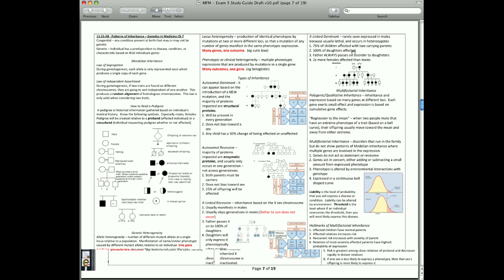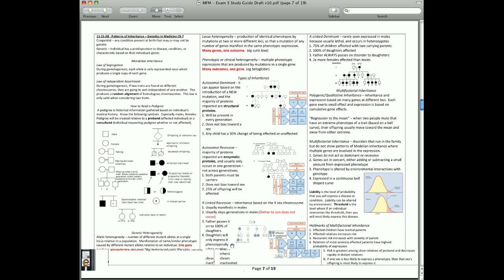With X-linked dominance, what you're dealing with here is the male is commonly lethal. It's almost always lethal in males. So 100% of the daughters are affected, and the father always passes on the disorder to their daughters. With X-linked recessive, the fathers also pass on 100% to their daughters. The daughters will only express this if their maternally inherited X chromosome is inactivated, and it manifests in males. It usually manifests in males, but it usually skips a generation. An affected father doesn't usually pass it on to a male because the father passes on that Y chromosome to the male.